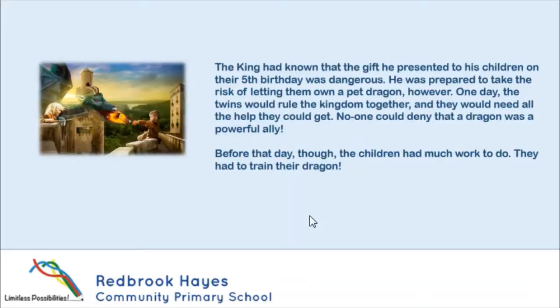Okay, so just as a reminder, the start of the story is this. The king had known that the gift he presented to his children on their 5th birthday was dangerous. He was prepared to take the risk of letting them own a pet dragon, however. Oh, I think I changed that sentence in the other one. One day, the twins would rule the kingdom together, and they would need all the help they could get. No one could deny that a dragon was a powerful ally. Before that day, though, the children had much work to do. They had to train their dragon.